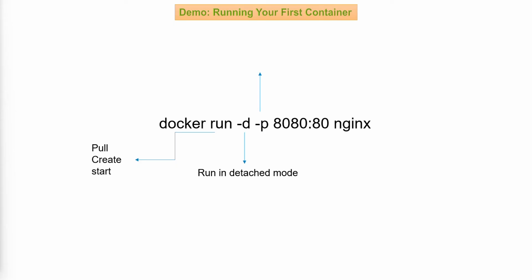All the containers that are running on our Docker should have a port number, and each service should have a different port number. You cannot assign one port number to two Docker containers. We will map port 8080 to port 80 of Nginx. What is Nginx? Nginx is the image that we use in our container.